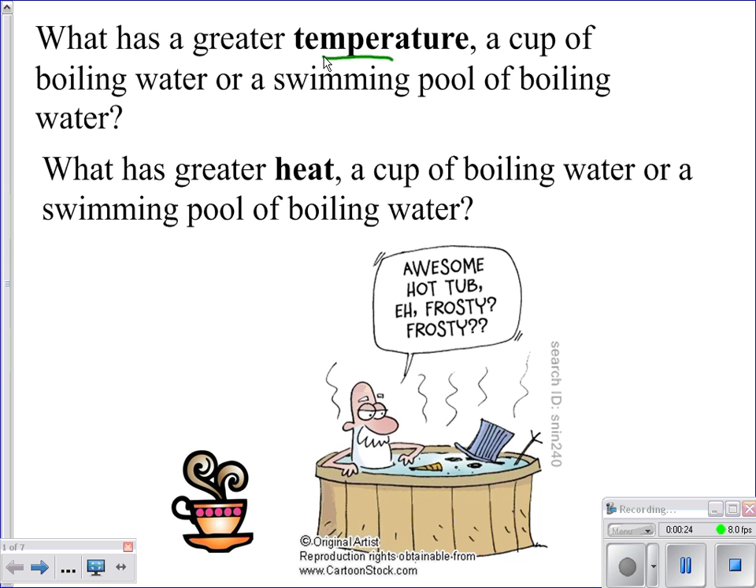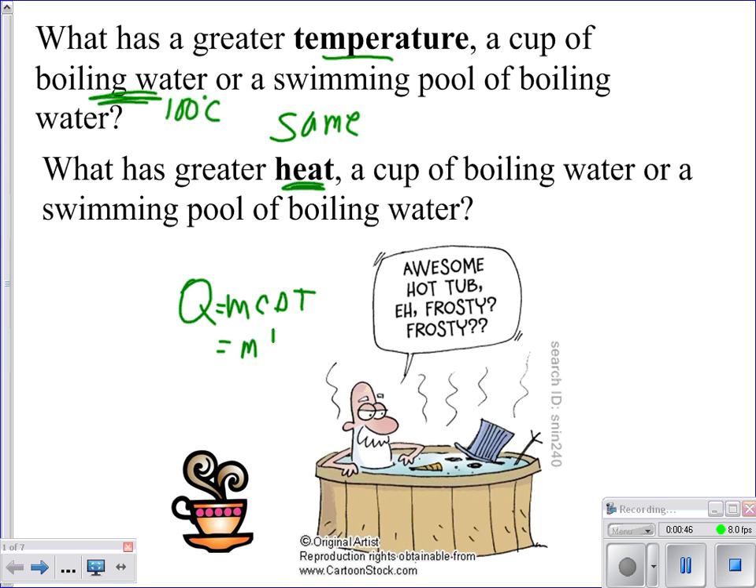I am doing this without students in the classroom, so I'm not going to wait for anybody's response. But you know it is boiling water, so what that means is you've got 100 degrees Celsius. It doesn't matter. They are going to be the same in both of those situations. But if we were talking about heat, remember that mass, if I were to do mc delta T, or if I were even to look at some formulas like that, mass is a component of heat energy. So what has greater heat, a cup of boiling water or a swimming pool of boiling water? We would go with the swimming pool because it does have a greater mass.